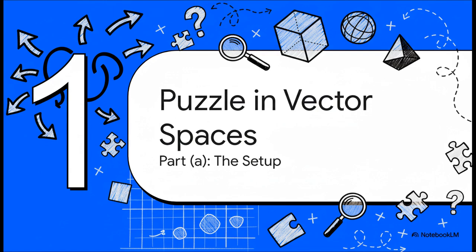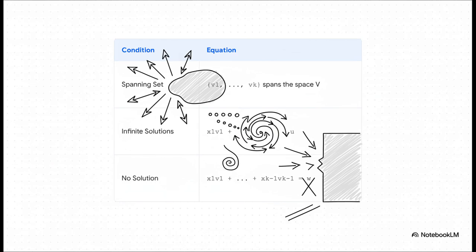First things first, we need to lay out all the clues the problem gives us. So here's our setup. First, we're told that our main set of vectors, v1 all the way through vk, can span the entire vector space. You can think of this like having all the primary colors. You can mix them to create any other color imaginable. Second, we're told a specific equation using these vectors has infinite solutions. That is a huge clue.